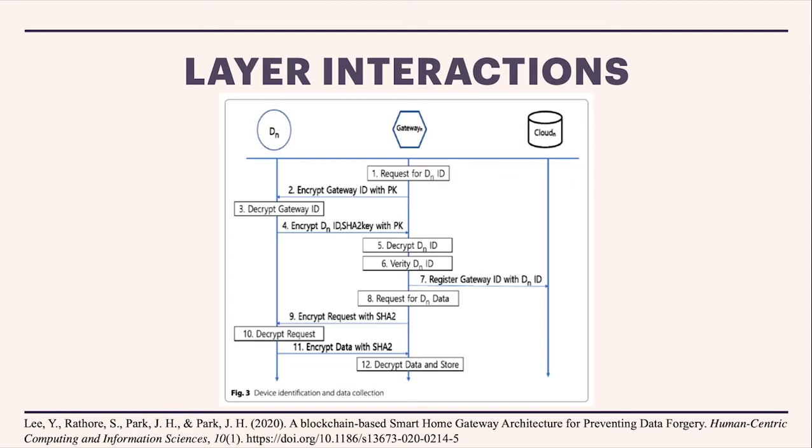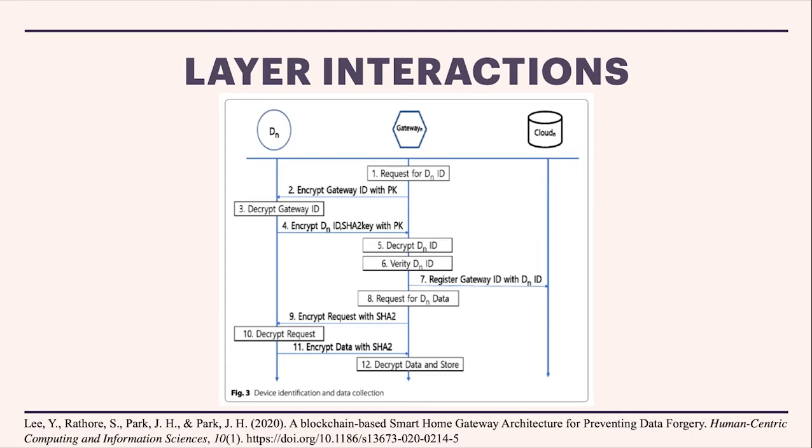So the paper describes the interactions between the layers. Starting from the top, first the gateway requests the ID of the device, and that is sent to the device by an encrypted message, which has the public key to decrypt the message with. The device with the public key decrypts the message and then sends the ID encrypted by a SHA-2 with a public key. The gateway then decrypts that ID, verifies that the ID is in fact supposed to be on the network, and then registers the ID on the cloud.